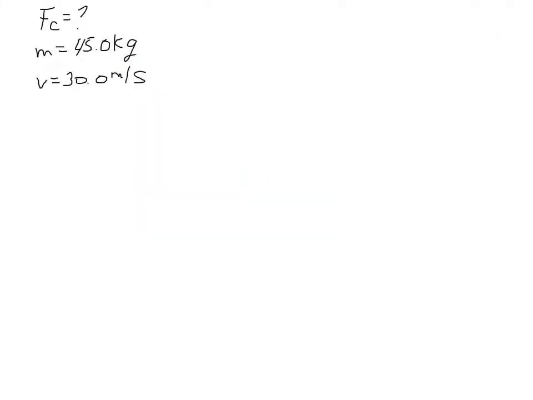The second question, determine the magnitude of the centripetal force exerted by the rim of a dragster's wheel on a 45 kilogram tire with a 0.4 meter radius, which is rotating at 30 meters per second. It's asking for the centripetal force. We have the mass and we have the velocity. So our centripetal force is going to be equal to our mass times our velocity squared divided by our radius.